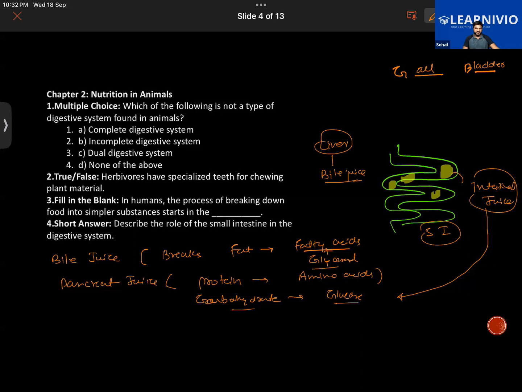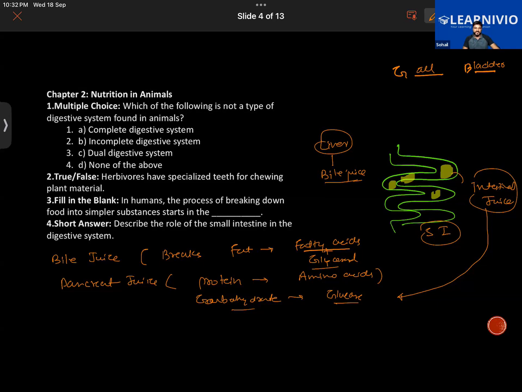Herbivores have special teeth for chewing the plant material. No, it's not the stomach. The breakdown of the food starts from the mouth only. The starch is partially digested in the mouth.